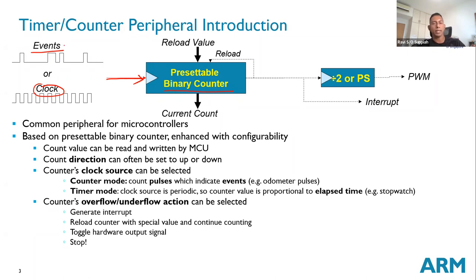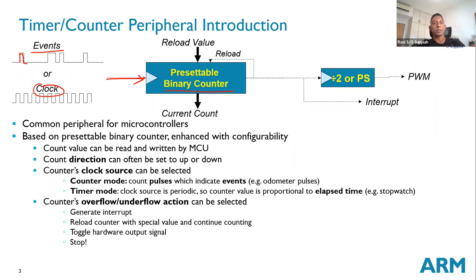The other one is for events. Events are generally used when you want to count or keep track of certain activity that is going on external to the controller. A good example would be a wheel encoder. If your wheels have some encoder pulses coming out and you want to keep track of the rotation, then you can use those pulses to trigger the counter and keep track of it.